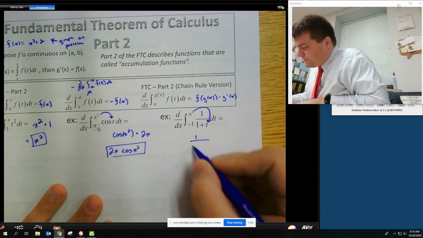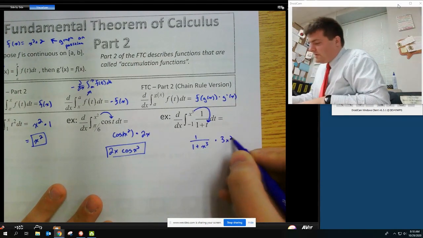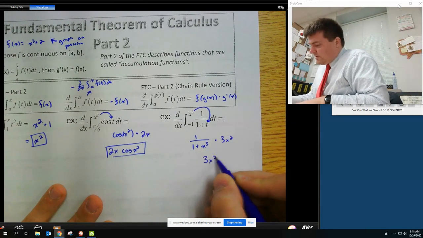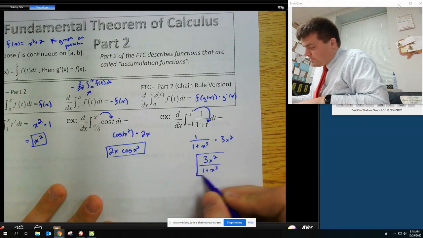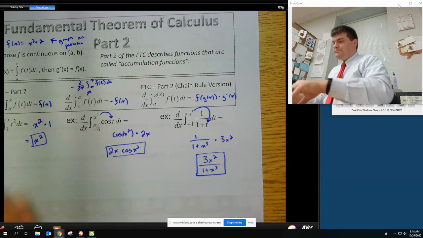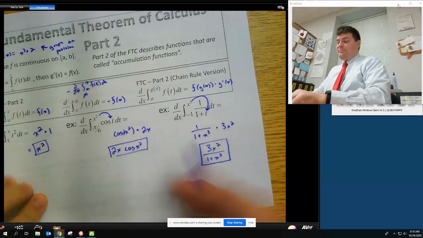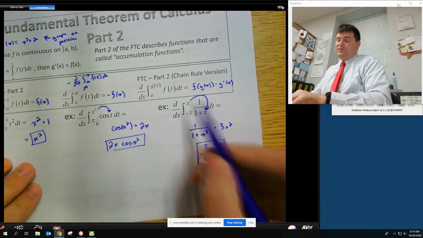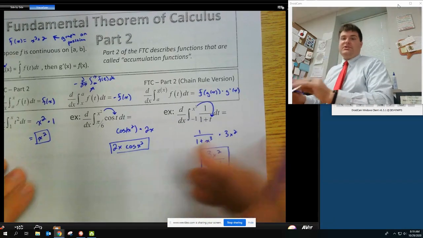So it's 1 over 1 plus x to the third, times the derivative, which is going to be 3x squared, which gives me 3x squared all over 1 plus x cubed. And this is all that we're doing. That's it. That part is the easy part if you remember the chain rule. If you forget the chain rule, that's the only mistake people make. So do not forget about the chain rule part of it.